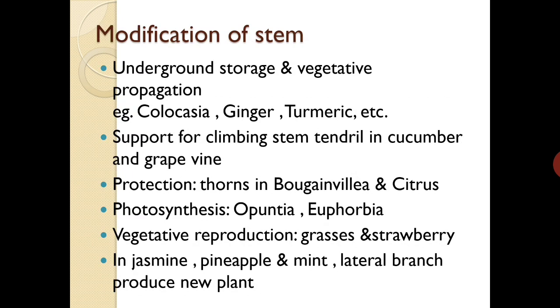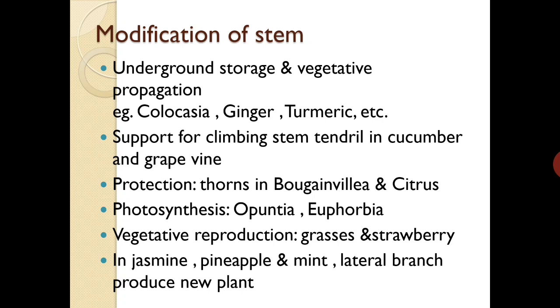Sometimes it supports the plant as a climbing stem, in the form of tendrils. Examples are cucumber plants and grapevine plants. The stem is responsible for climbing up the plant for the support system. So there is a support system. You can see it is a modification of the stem.